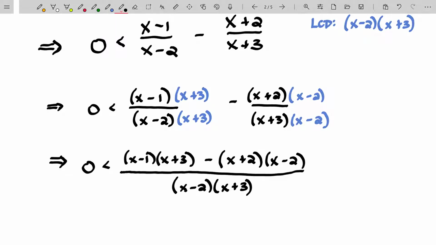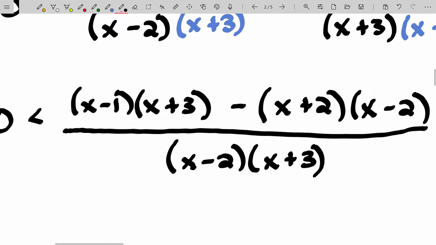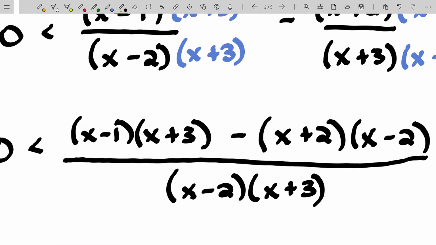Couple things I want to note. One, I see a lot of people do this. When they get to this point, they start canceling. You would be undoing your work if you started canceling right now. You don't want to cancel. What you want to do is distribute things out in that numerator.